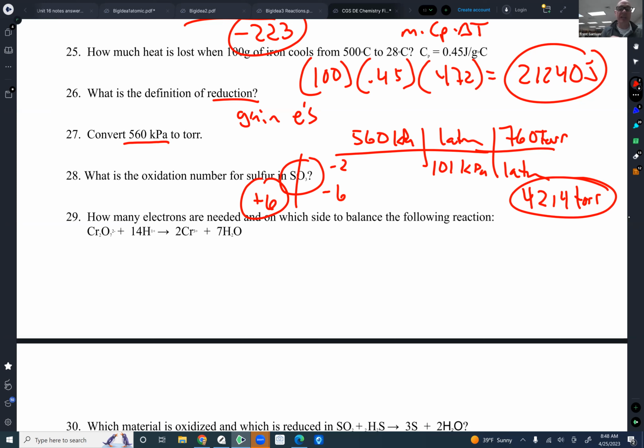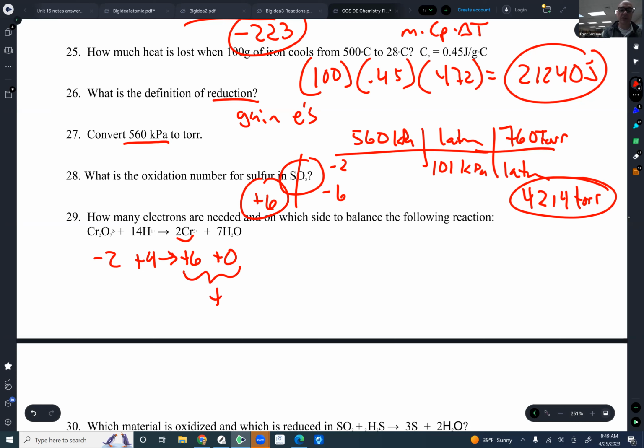How many electrons are needed on the left side to balance this? If we look at the charges here, I've got +6 and 0 for the waters. I've got +14 on the left and -2. So I've got to make this all equal +6. So +14 -2 is a +12. How am I going to make 12 equal +6? I'm going to add 6 electrons to the left.